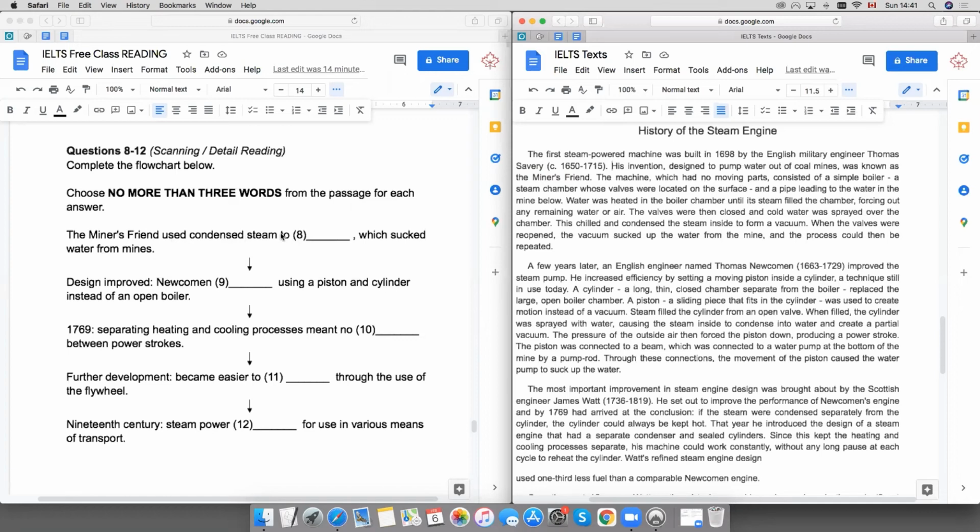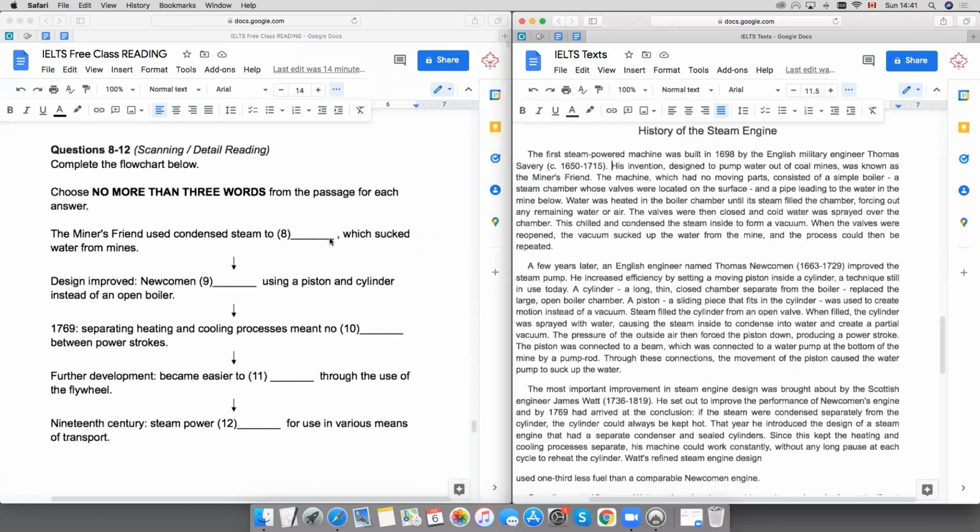Sounds like he used the condensed steam to pump water out. Pump water or pump water out would be an acceptable answer to this question. So sometimes you can say it with three words. Sometimes you can say it with two. The best answer here is pump water because it's the most grammatical. Pump water out isn't the best, but it will still be acceptable here.